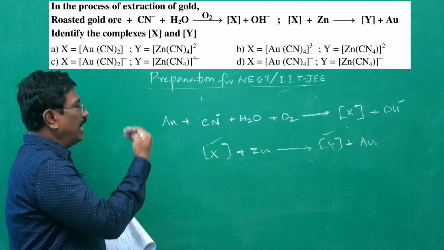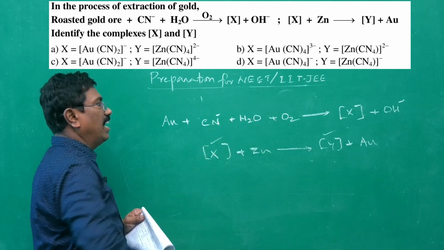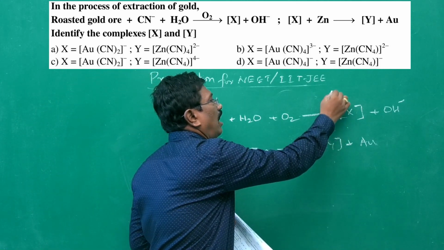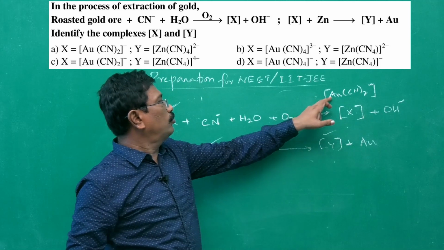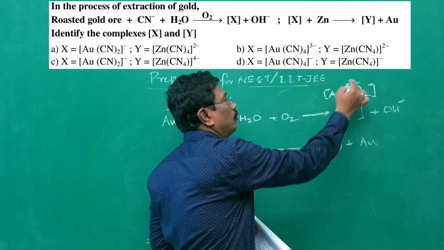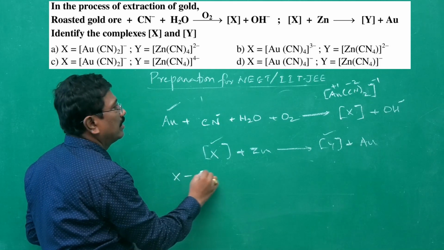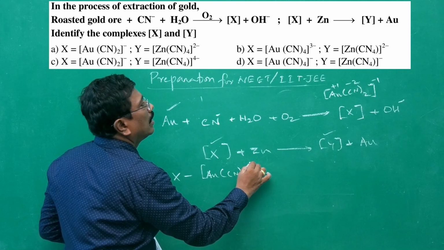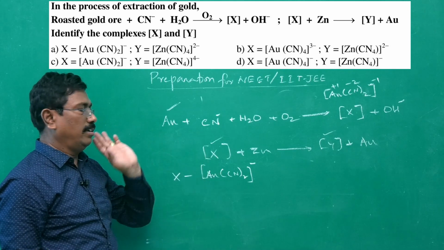In the extraction of gold, it is done by leaching with an aqueous solution of cyanide in air, so that all the gold will become a complex called aurocyanide, Au(CN)2. Coordination number for gold is 2, therefore CN twice. The charge on cyanide ion is -1, 2 into -1 is -2. For gold it is +1, therefore -1. So X is nothing but Au(CN)2, with charge -1. We can say dicyanoaurate(I).